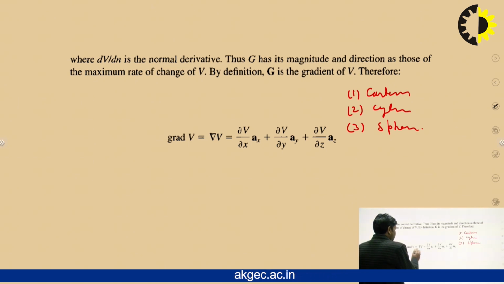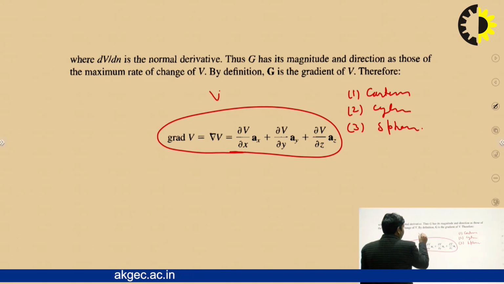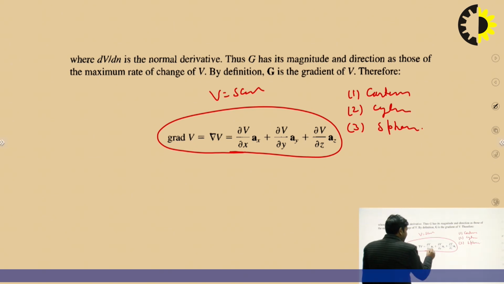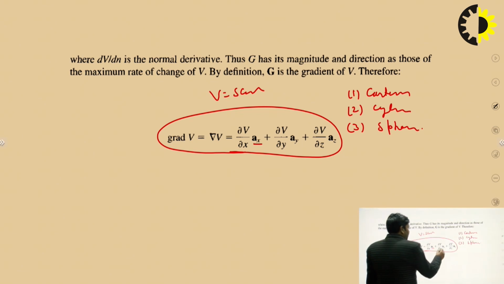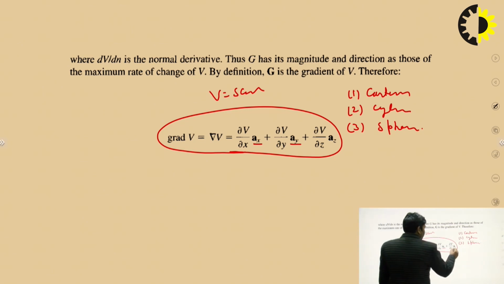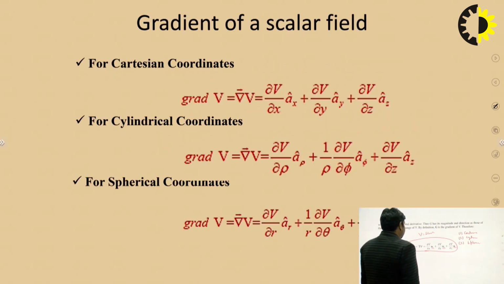In the Cartesian coordinate system, if V is the scalar field, we calculate the gradient of V using the formula del V over del x ax, where ax is the unit vector in the direction of x, ay is the unit vector in the direction of y, and az is the unit vector in the direction of z. So the gradient is del V over del x ax plus del V over del y ay plus del V over del z az.